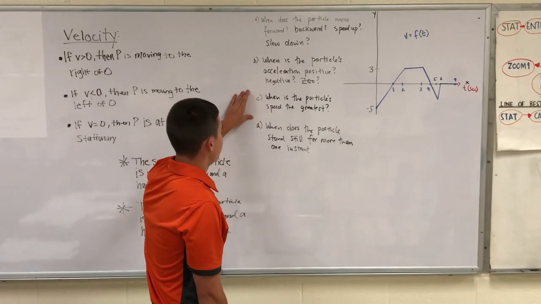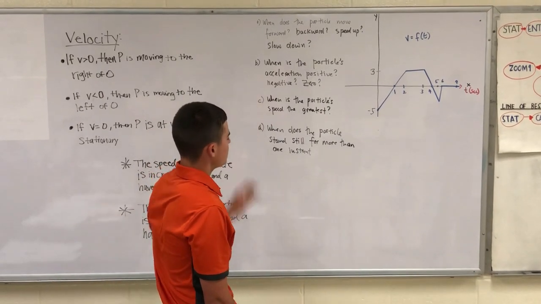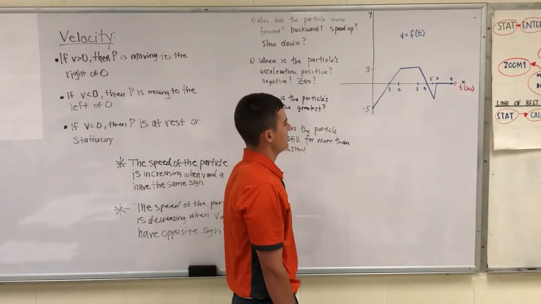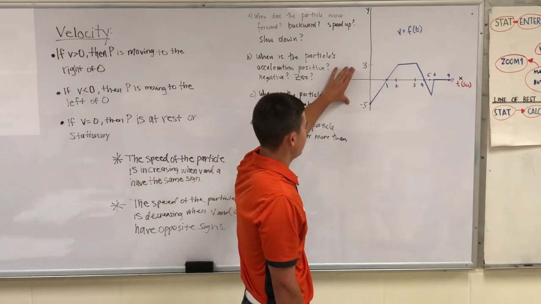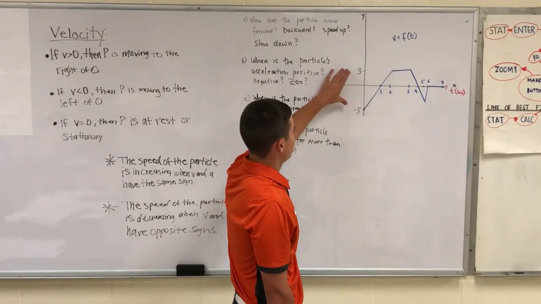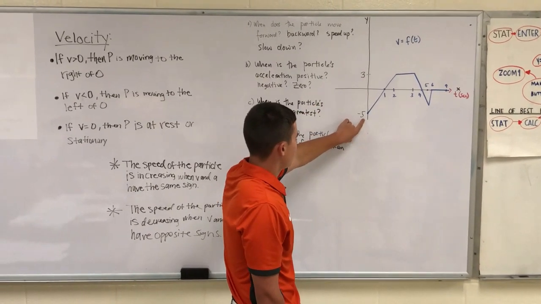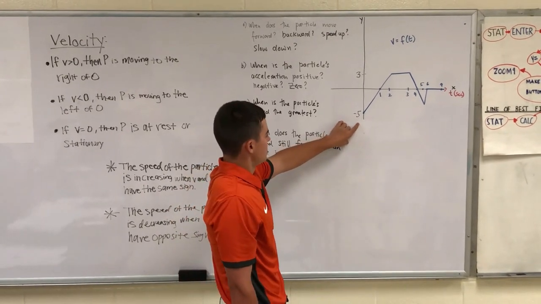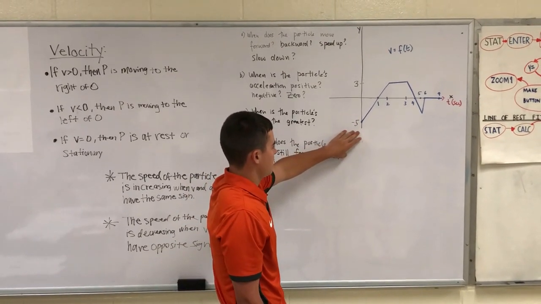Alright? When is the particle speed the greatest? So speed is just the absolute value of the velocity. So we need to find where the velocity is at its maximum or minimum here on the y-axis, and it starts off at -5. So the absolute value of -5 would just be 5. So that'd be 5 meters per second.